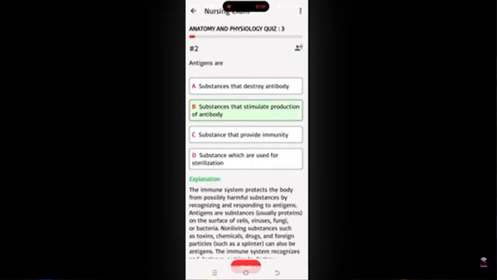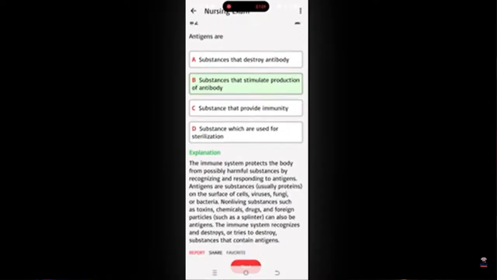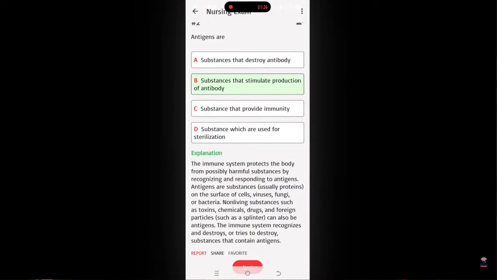Correct answer. The immune system protects the body from possibly harmful substances by recognizing and responding to antigens. Antigens are substances, usually proteins, on the surface of cells, viruses, fungi, or bacteria. Non-living substances such as toxins, chemicals, drugs, and foreign particles such as a splinter can also be antigens. The immune system recognizes and destroys, or tries to destroy, substances that contain antigens.